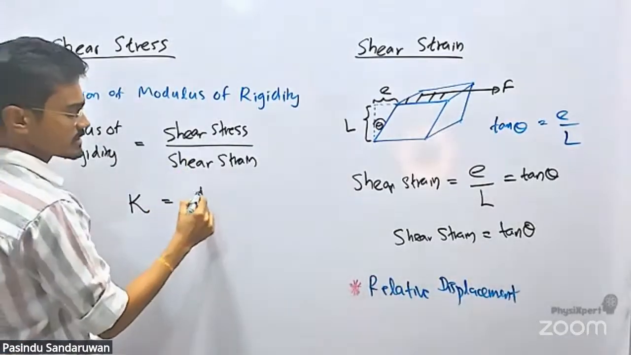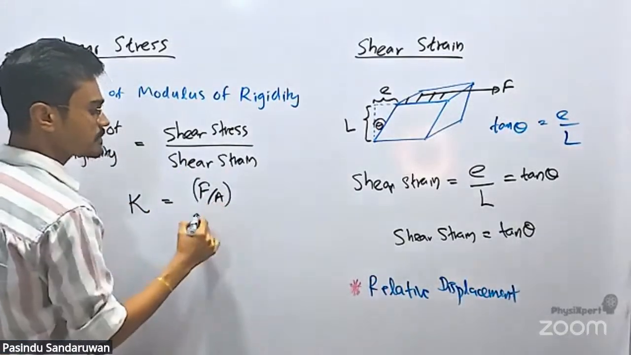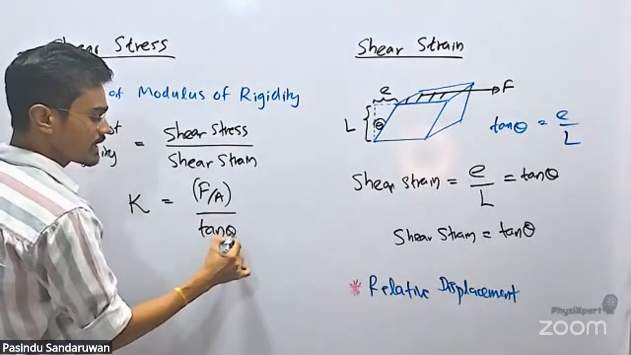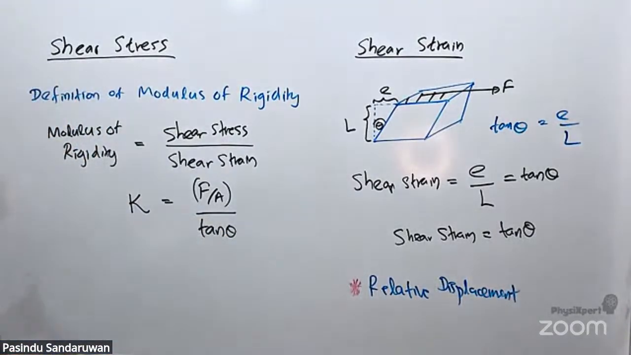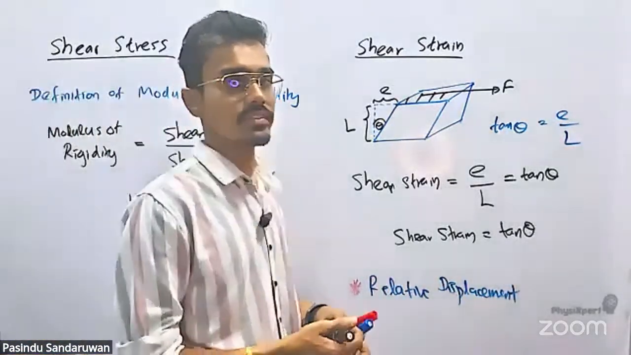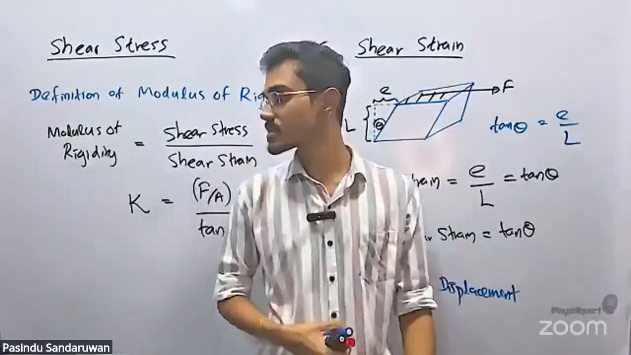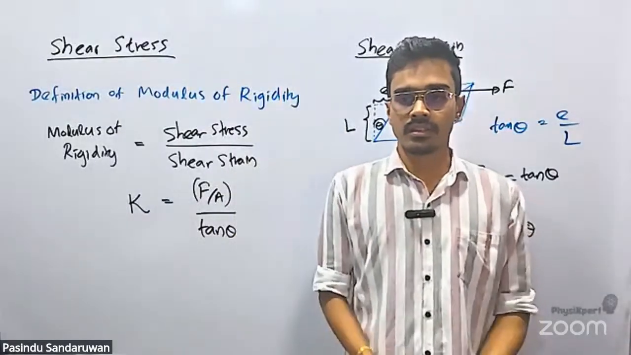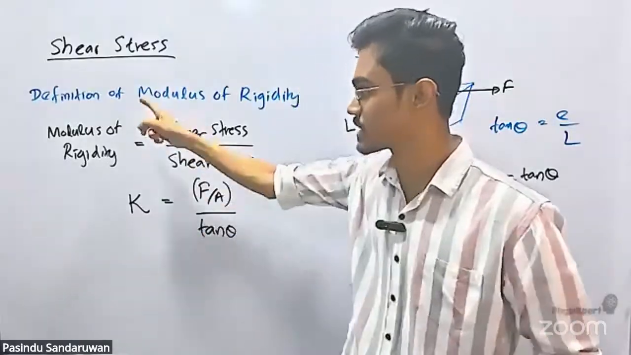Shear stress is F over A, right? But shear strain is tan theta. So this is how the equation of modulus of rigidity derives, right? Okay, take it down, starting from here.